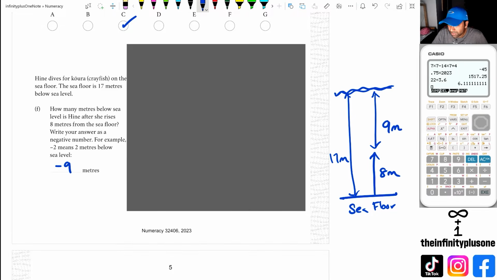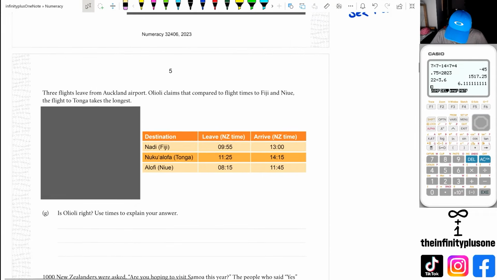So you can accept the answer with or without the unit. But I think you've got to make sure that you put that -9, because it says write your answer as a negative number. So if you write it as 9 meters, that's not going to work, I think.